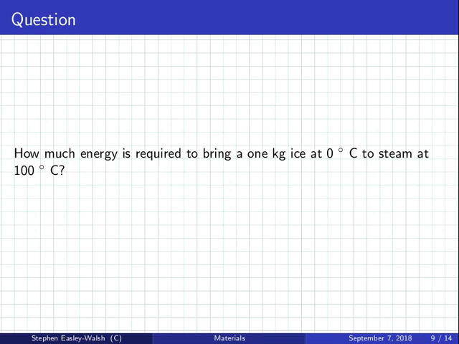Okay, see if you can get me the answer. See if you can get it. You'll need the formula from the last class too.